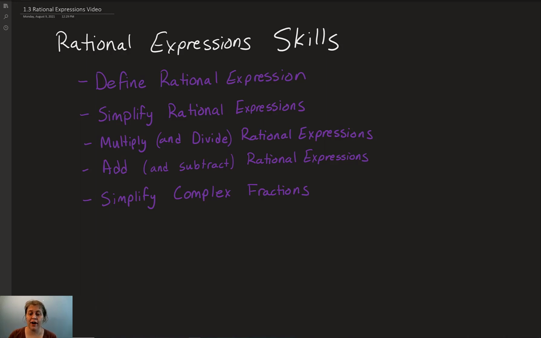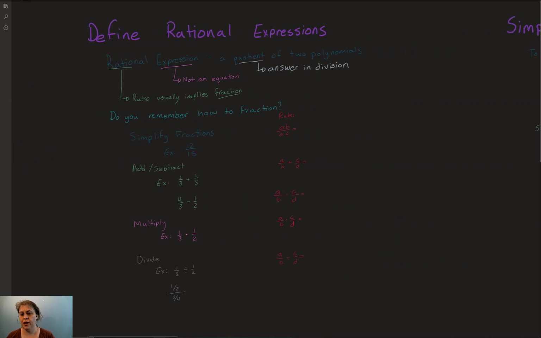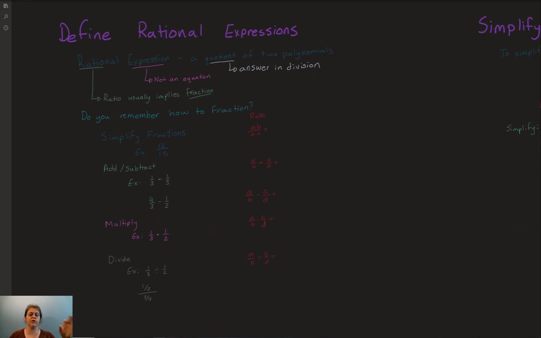First, we're going to work on defining rational expressions. So a rational expression. Rational is a ratio. That usually implies that we're going to do something with fractions. Expression means it's not an equation. So a rational expression is a quotient, i.e. the answer in division, of two polynomials.